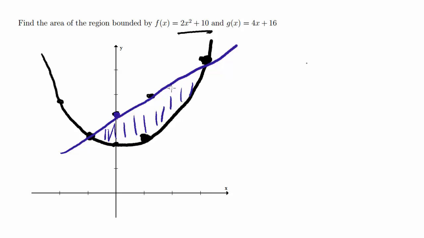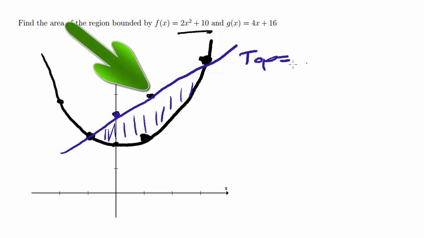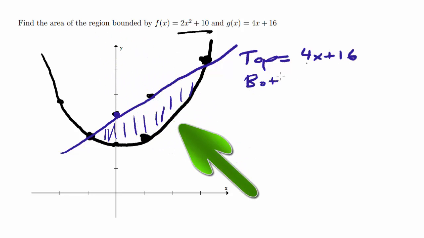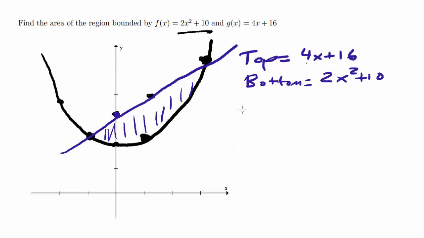Now that we have a sketch, let's identify the top function and the bottom function. Here's our top function, that's going to be g of x. So the top is 4x plus 16. And that means the bottom function is f of x, so that's 2x squared plus 10. The integral to find the area is going to be the top function minus the bottom function.